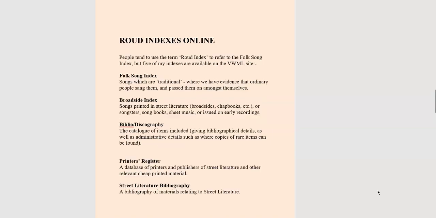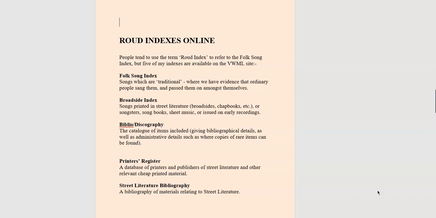Now there are actually 5 of my indexes available on the VWML site. They're listed here, but the most important that we're going to be talking about during these tutorials is the folk song index and the broadside index. They're backed up with a bibliography, stroke discography, and then there are 2 others, the printer's register and street literature bibliography. So those last 3 we'll talk about in tutorial part 5 when we're tying up the loose ends, as it were. From now on, we'll be talking about folk song index and broadside index.